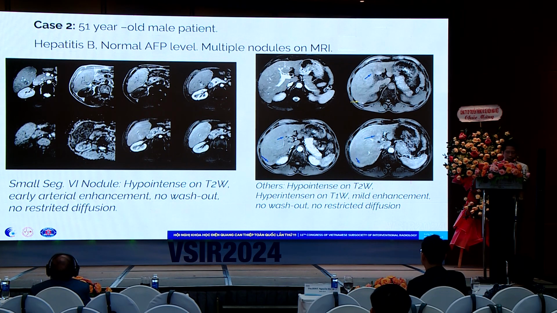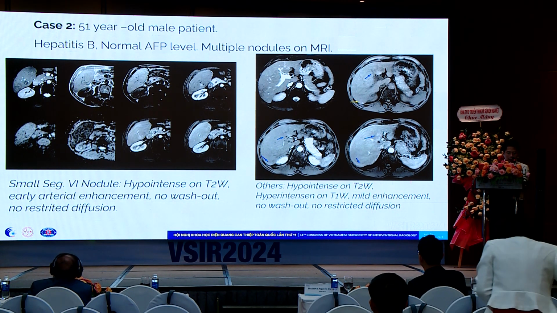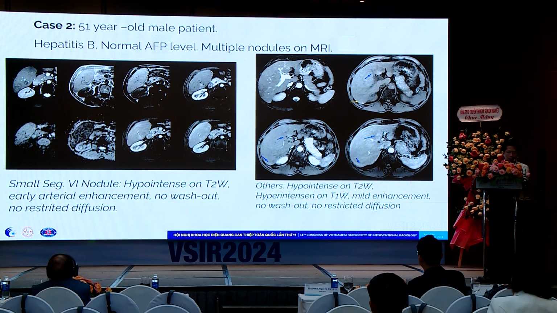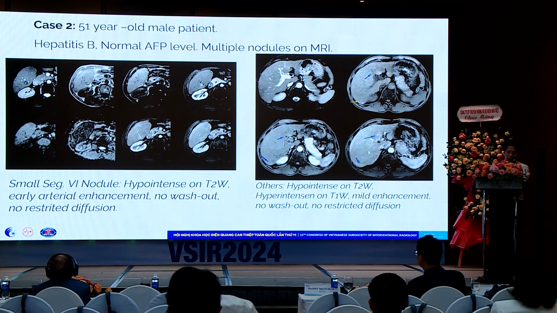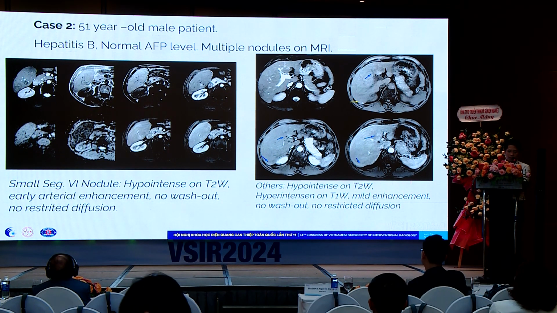So we have a 51-year-old male with hepatitis B. He has normal AFP level and multiple nodules on MR. You can see a small nodule that's located in segment 6. This lesion is hypointense on T2 and has early enhancement but no clear washout and no restricted diffusion. And other lesions are hypointense on T2 and hyperintense on T1 with mild enhancement, no washout and no restricted diffusion.